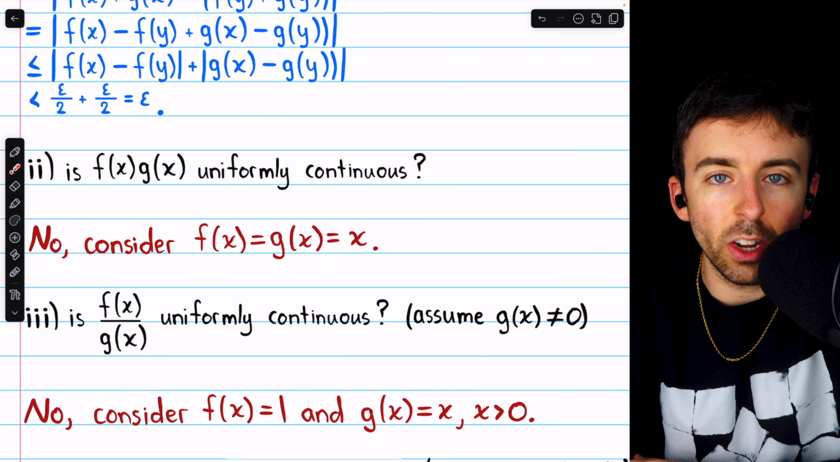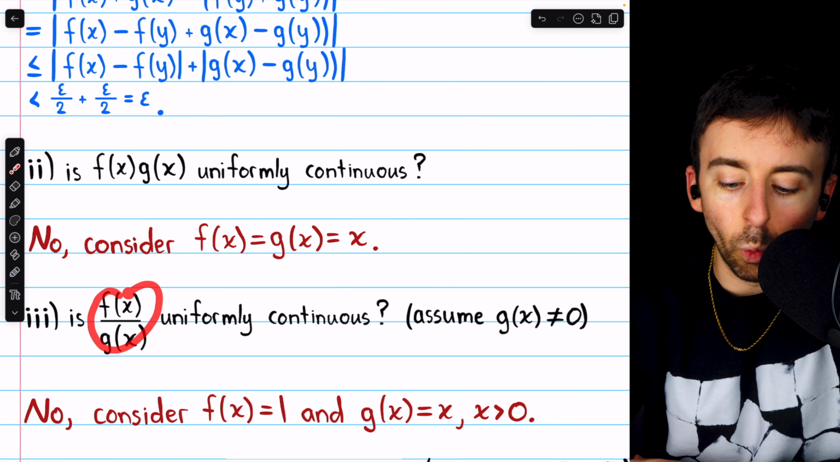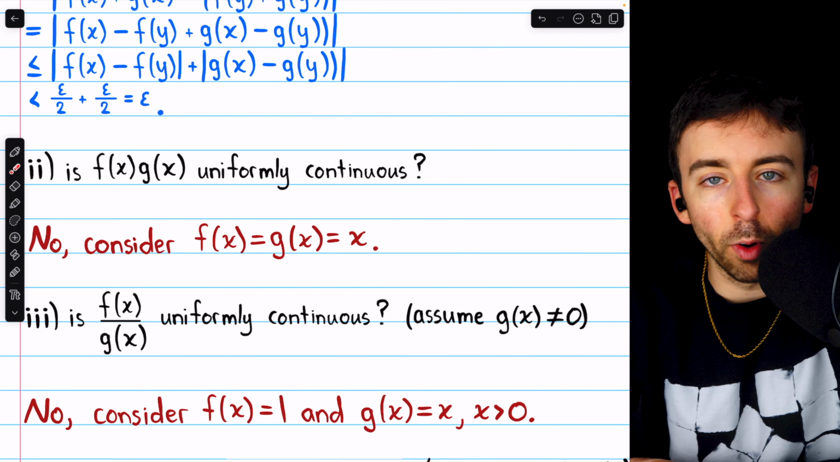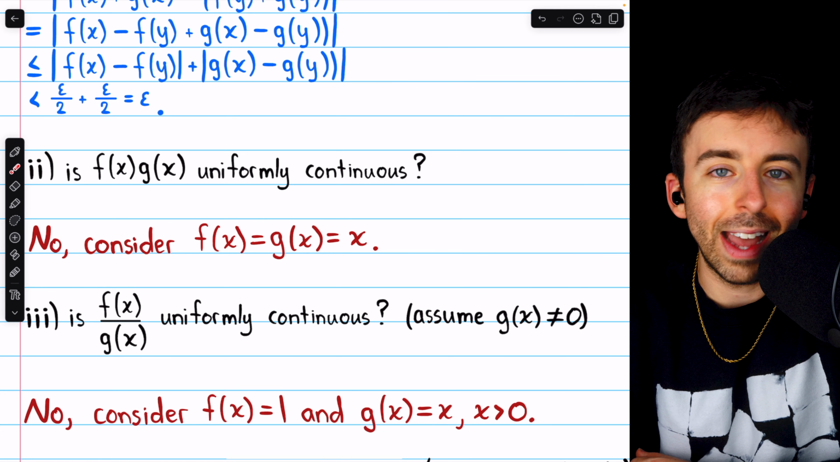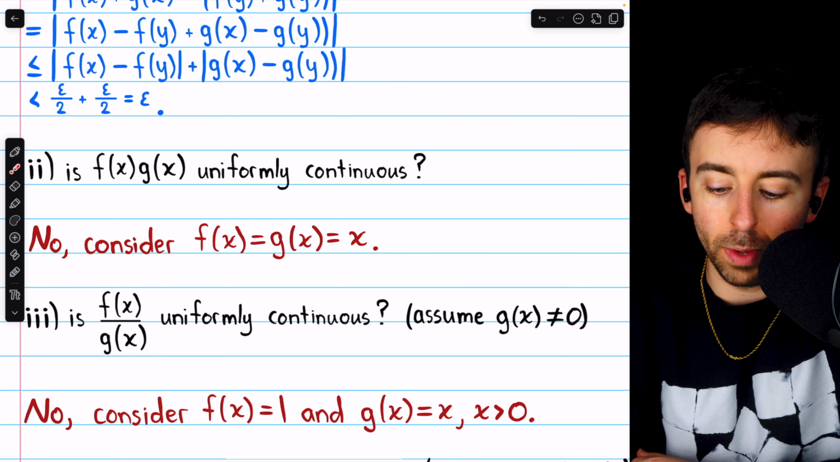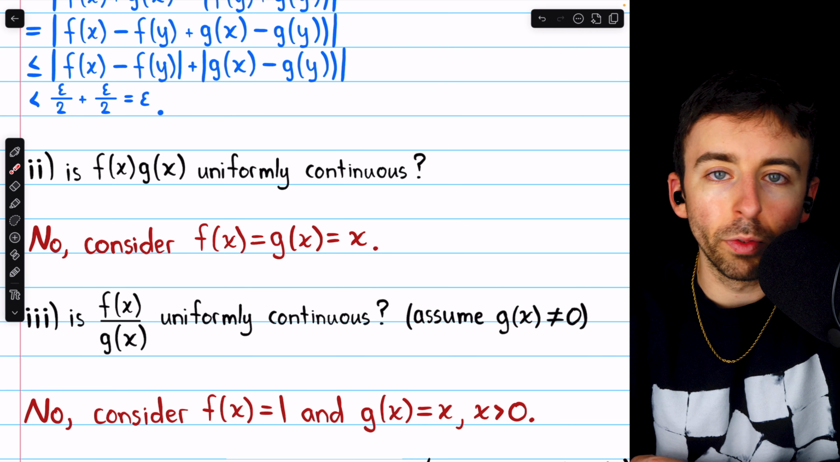They're uniformly continuous, but the reciprocal function, 1 over x is not uniformly continuous. Those slopes get arbitrarily steep as we approach the y-axis from the right. So this would be a counterexample that is not uniformly continuous.